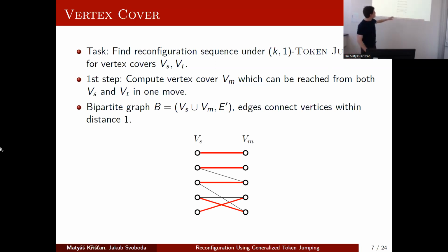And first, we will have to pick some candidate vertex cover, which could be an intermediate one. And now we will check if there is a perfect matching between them. If there is a perfect matching, that is the move we can use to move from one to the other.